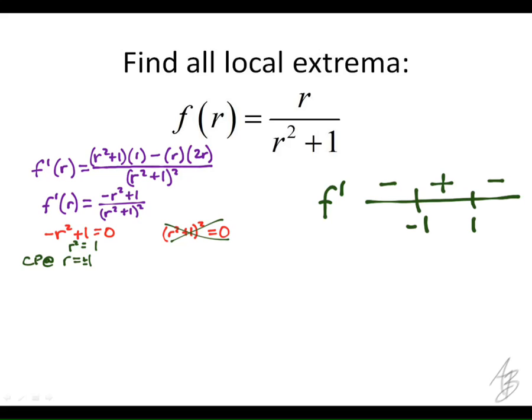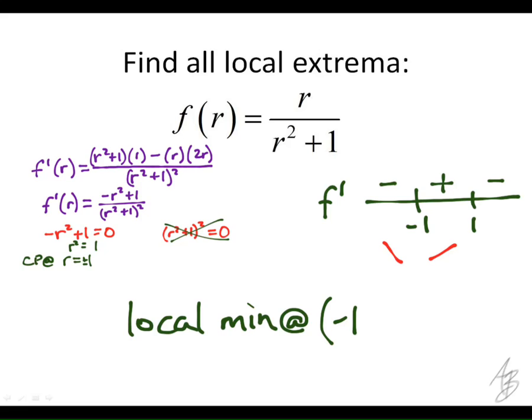What's going to happen here at this critical point, at negative 1? It goes from, what's the function doing here? Decreasing to increasing. So it goes from decreasing to increasing. What are we going to get there? Local minimum. At what? -1. -1/2.